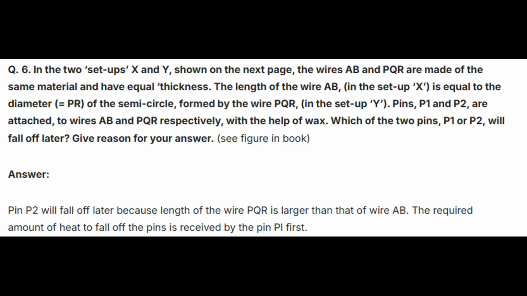P2 will fall off later because the length of the wire PQR is larger than that of wire AB. The required amount of heat for the pin to fall off is received by the pin P1 first.